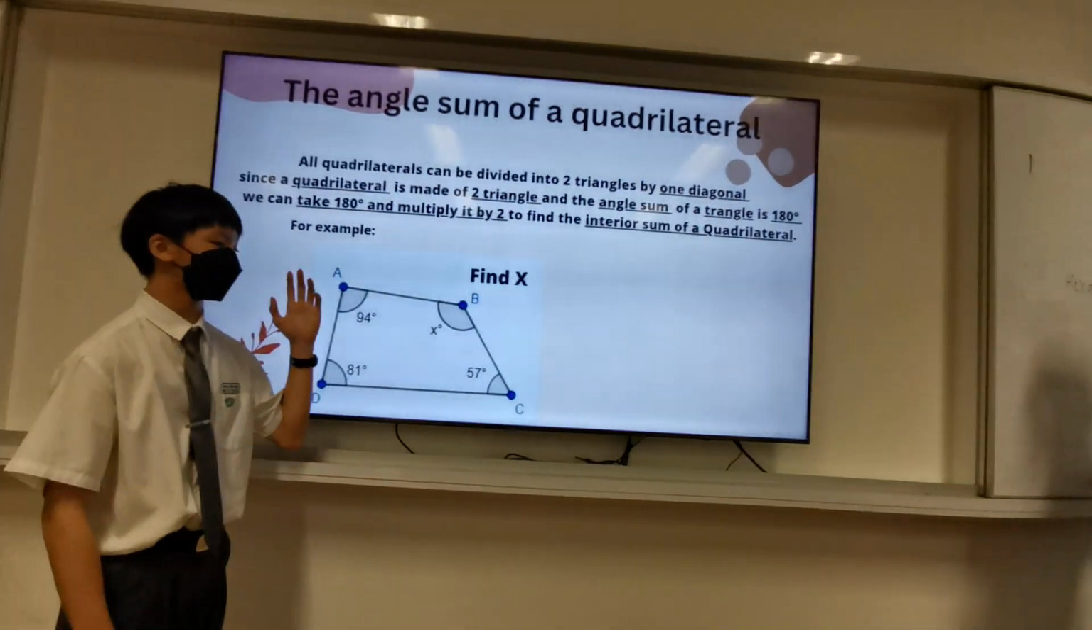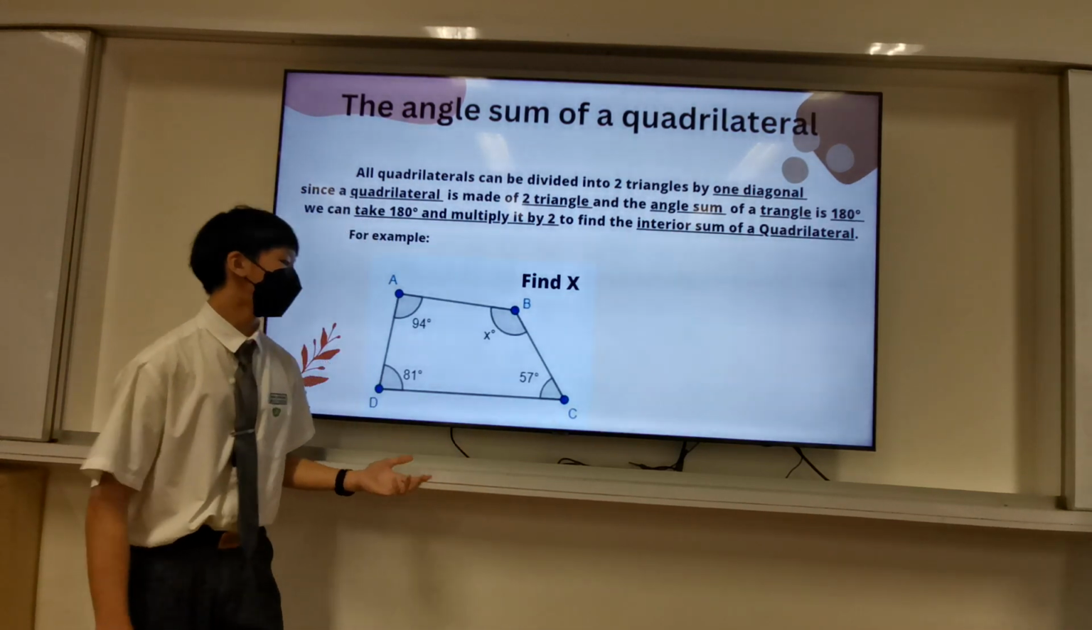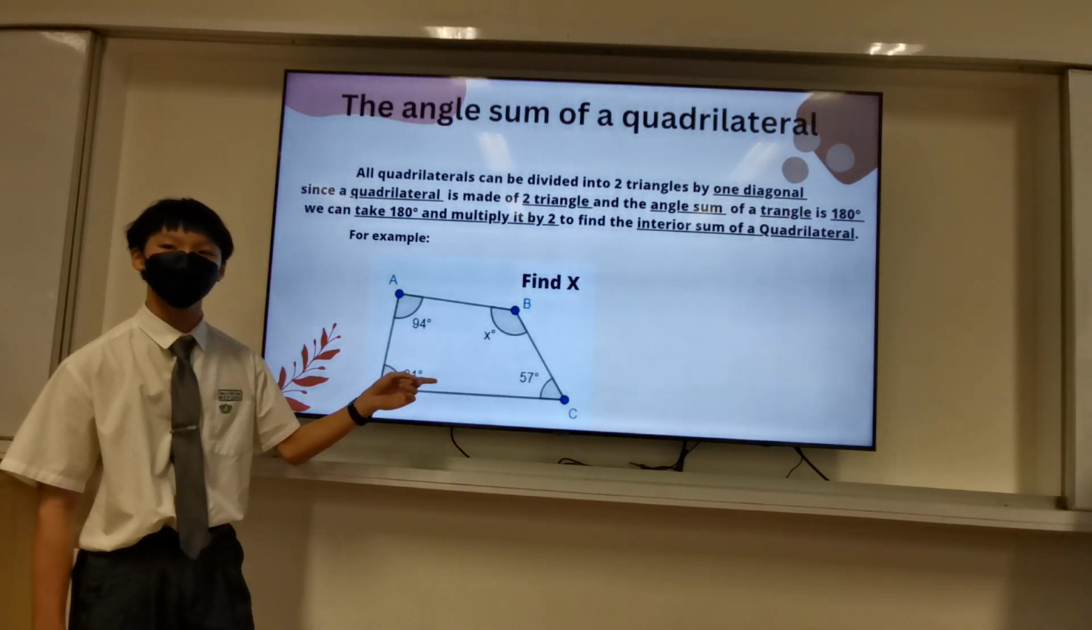The interior sum of a quadrilateral will always be 360, like I said before. So, can you guys try doing this?